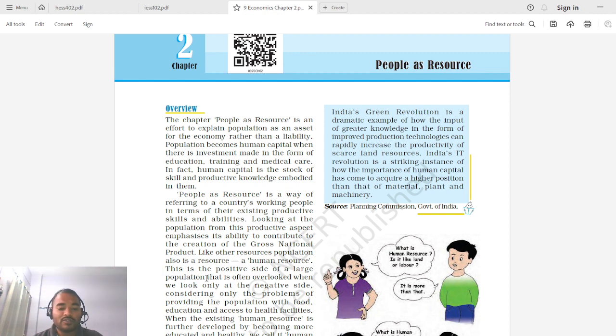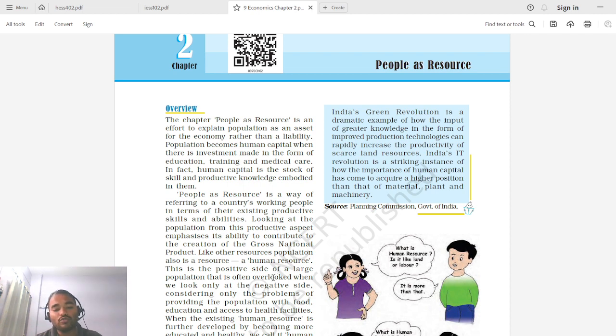This is the positive side of a large population that is often overlooked when we look only at the negative side. One important factor to consider here is that the country that has the highest population is said to have some advantages compared to a country which does not have much population, because this population can always be trained, and they can be given a good amount of skills so that they can work and contribute towards the economic development of the country. But in countries where the population is very low, it is difficult to migrate people from other countries, and then to train them, and then they would contribute to the economy.